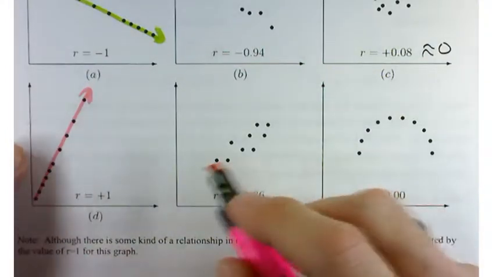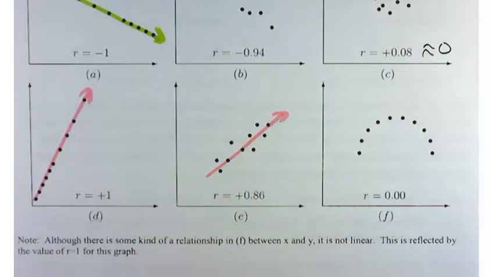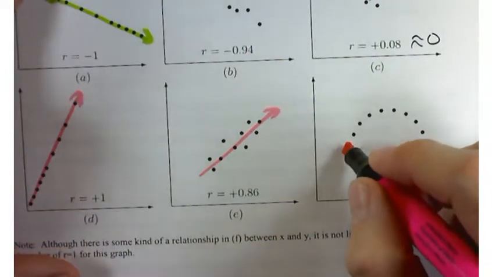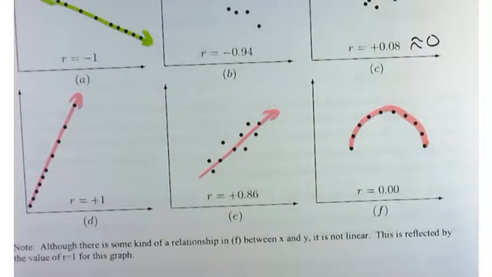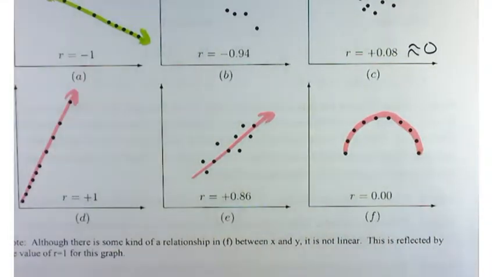Here, you still have a good positive linear relationship. It's not quite as strong, but it's still pretty strong. How come this last one is 0? I mean, there's a nice relationship here, right? Perfect. It's not linear. What r represents is the strength of the linear relationship. And though there is a relationship here, it is not linear. That's why you're getting an r equals 0 here. It's not a linear relationship.